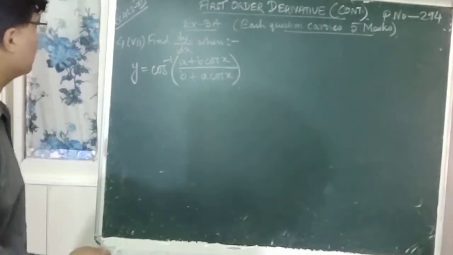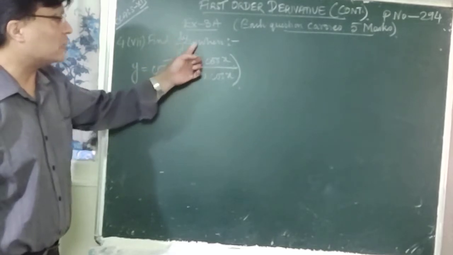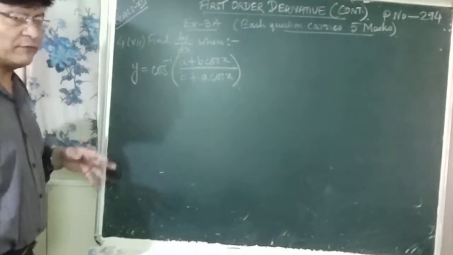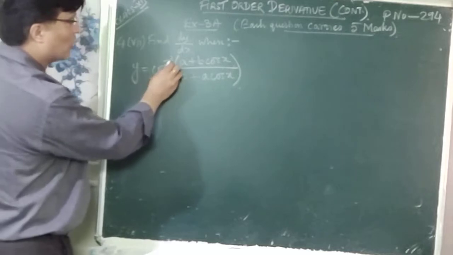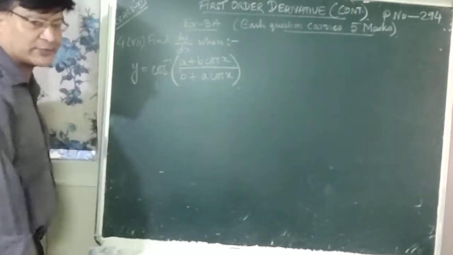So now we'll do the next question, that is number 7. Here also you have to find out dy by dx when the given function is y is equal to cos inverse of a plus b cos x divided by b plus a cos x.